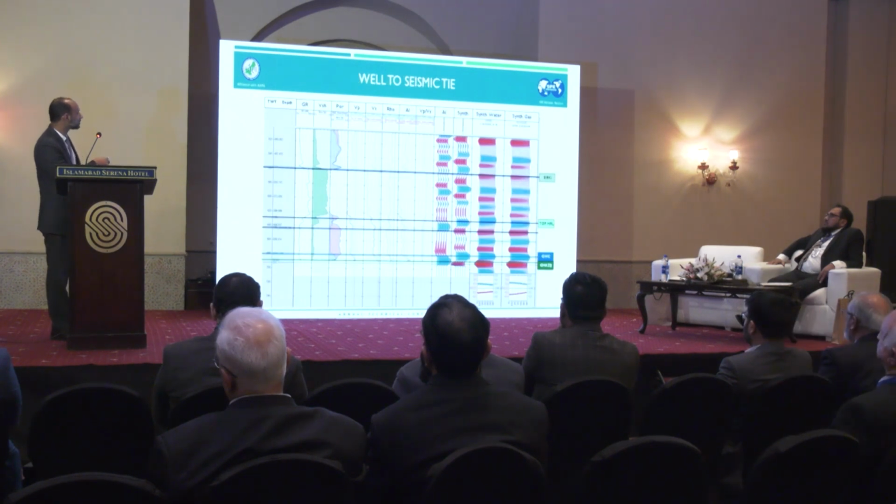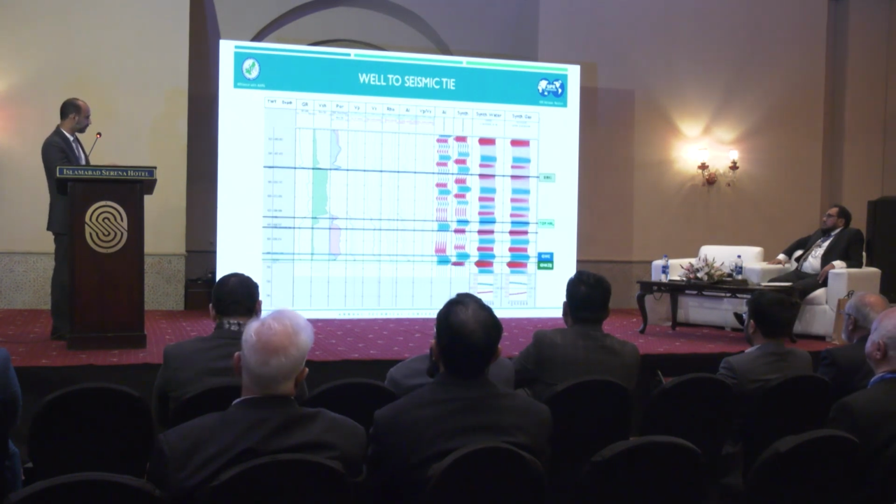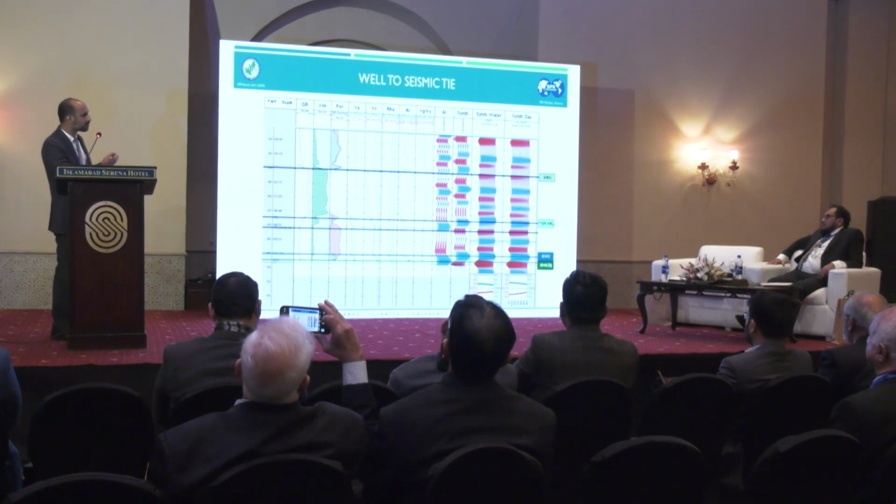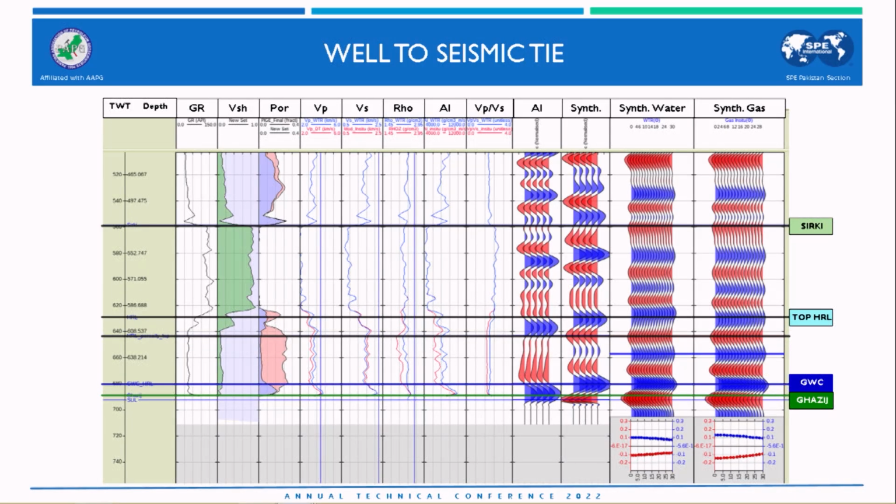So starting from the well-to-seismic tie, which is the first and key step for any forward modeling. If you want to go for forward modeling, you have to have good control on your well-to-seismic tie. Furthermore, you have to take the representative wavelet, which again comes from the well-to-seismic tie. So again, let me go through the reservoirs. This is the Sirki shales on top of the HRL reservoir, and this is our HRL reservoir, this zone.